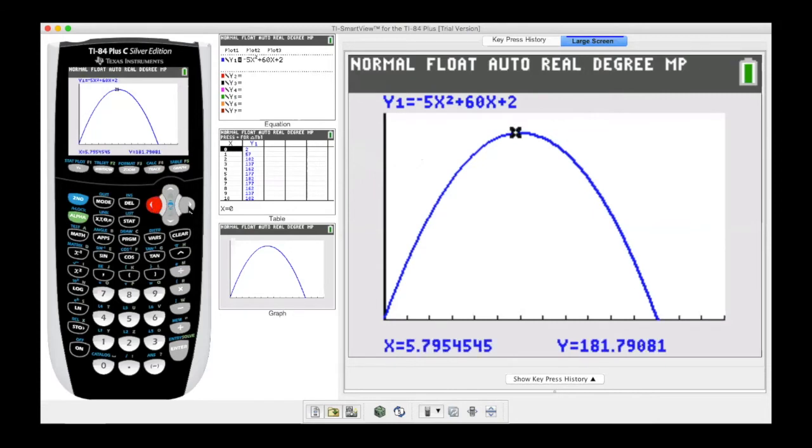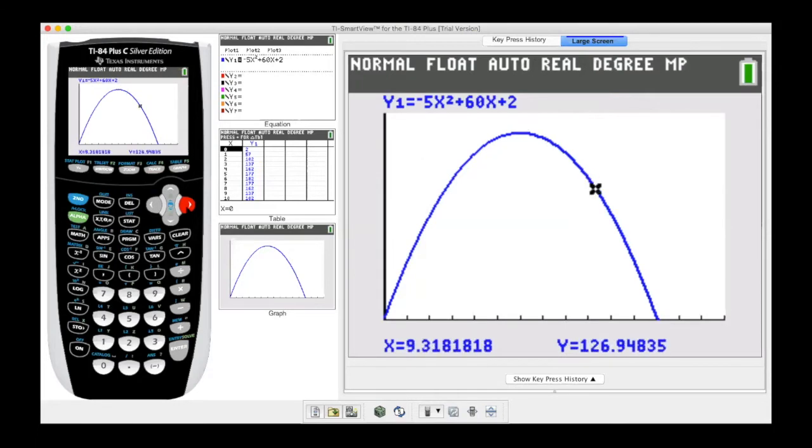Okay. The highest it gets, we could get closer doing max and things like that, but for the sake of this video, it's somewhere in the neighborhood of 181, 182 feet. And we could also say, when does it hit the ground?